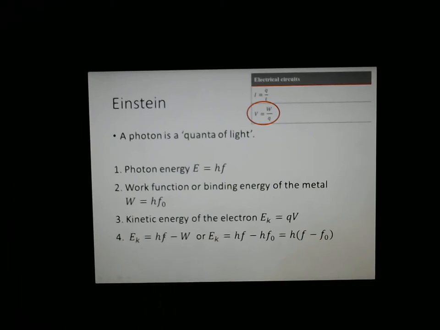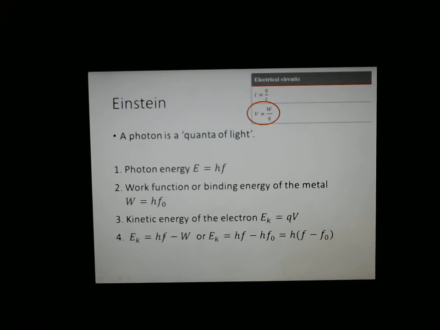This has to be in joules, and h times f will result in joules. Sometimes you'll see it written like this, where it's hf minus hf naught, because that's what the work function is. Or if we factorize it, h outside of f take f naught, and this will give us the kinetic energy of the particle.